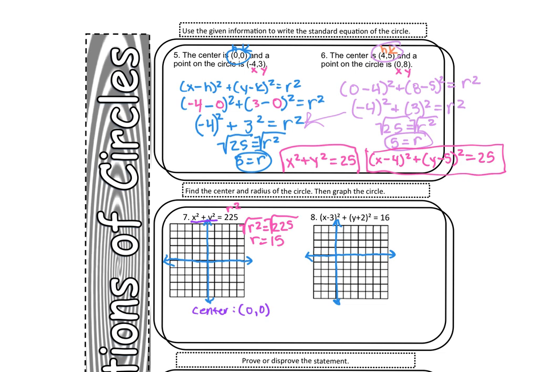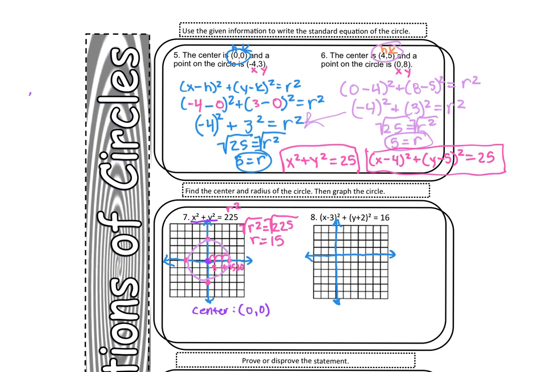And now we're going to plot that. So we have our center at 0, 0. And now we don't have 15 lines, so we're going to make each line count by 5. So 5, 10, 15, 20. So that means we're going to hop over 1, 2, 3 times. Now our radius is the same distance from the center all the way around the circle. So that means we can actually go up by 3 in each direction, which is actually up by 15, left by 15, down by 15. And now we have all of our points, and we can connect them with a curved line to make a circle.